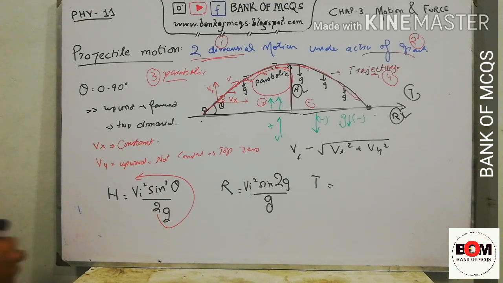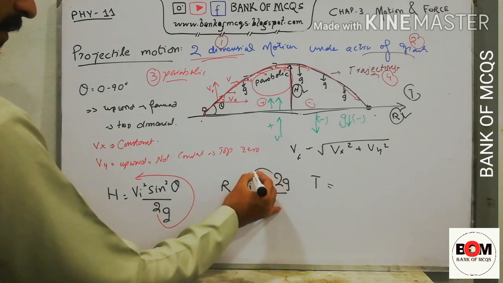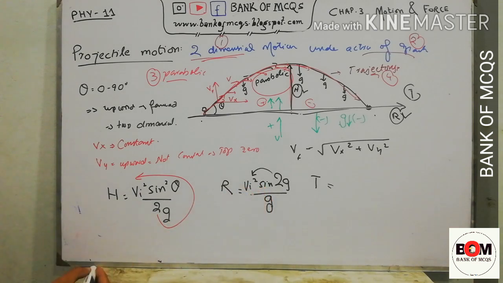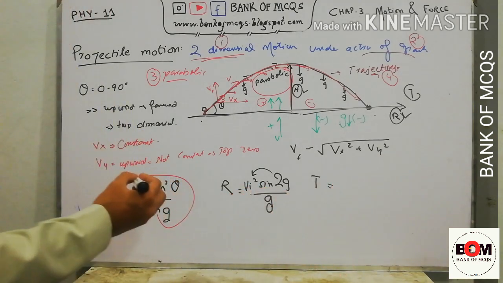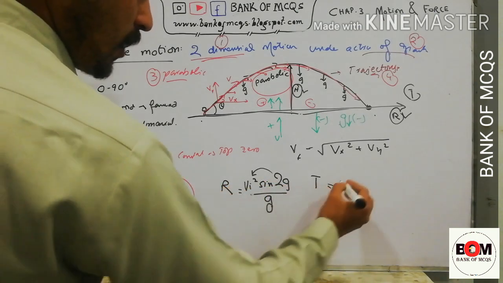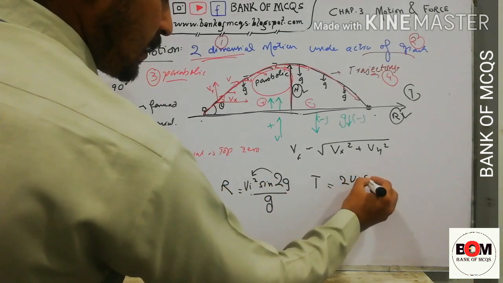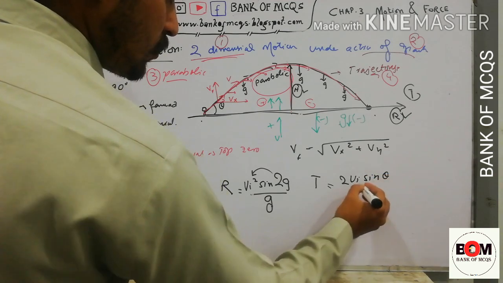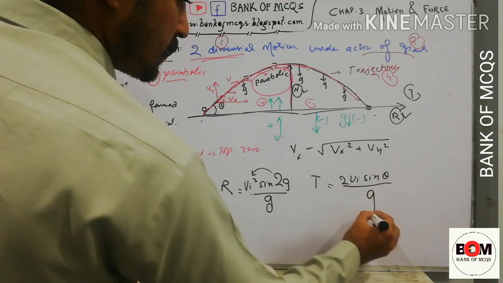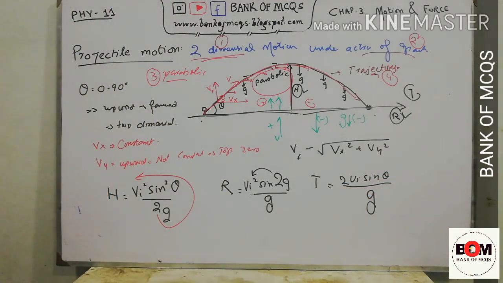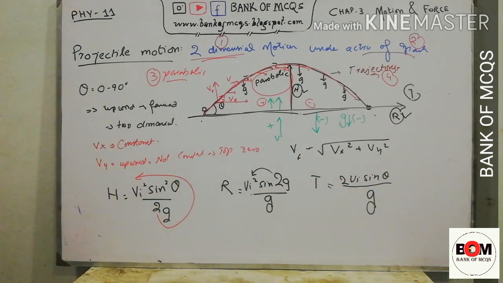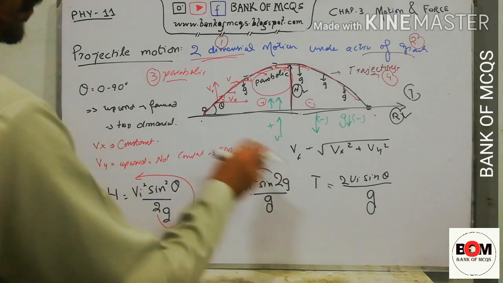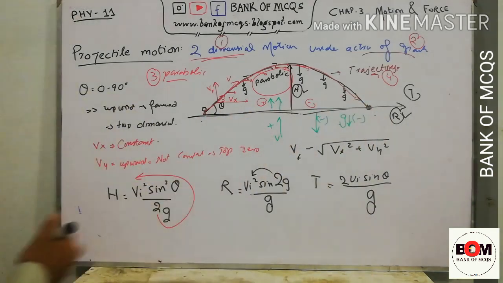Now for time, we will remove this 2, and the size of the other 2 will increase. So it will become 2 v i sine theta divided by g. So by learning the first formula, you can learn the other two formulas. Now this was the time period formula from this position to this position.